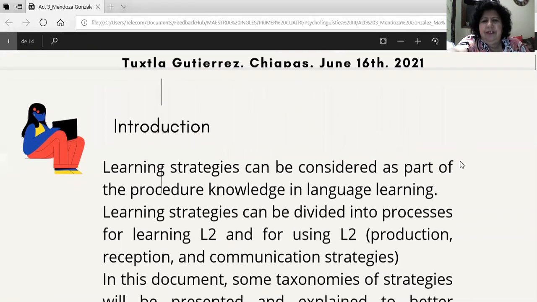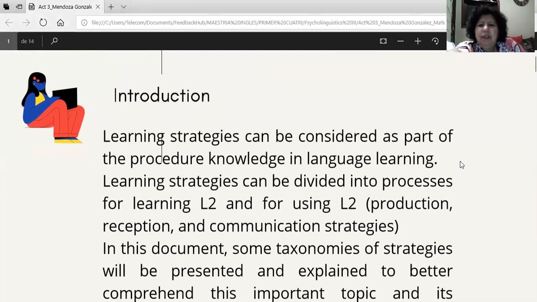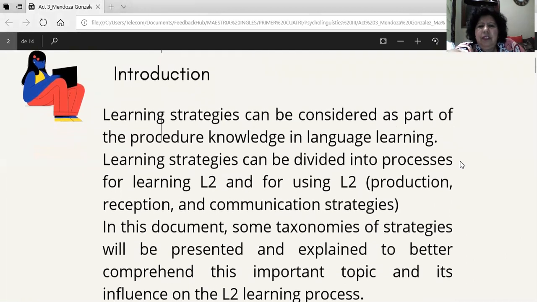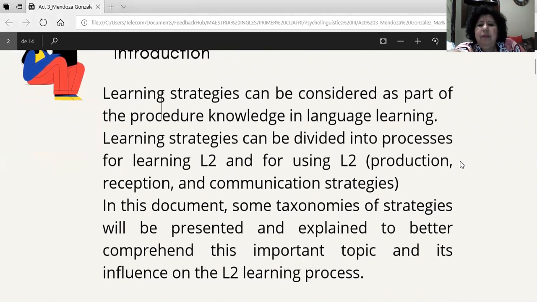Learning strategies can be considered as part of the procedural knowledge in language learning and can be divided into processes for learning a second language and for using the second language. For example, in production, reception, and communication strategies. In this document, some taxonomies of strategies will be presented and explained to better comprehend this important topic and its influence on the L2 learning process.